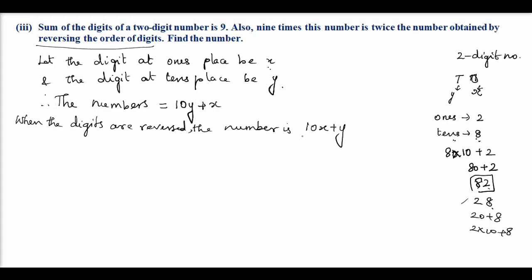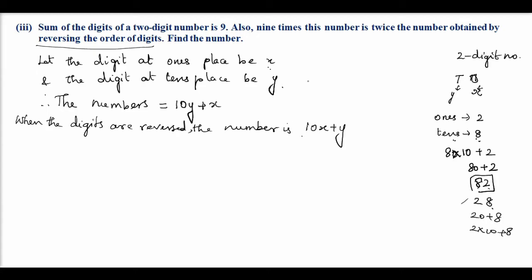So these are the things you should remember while doing problems on two-digit numbers, right? You take the ones place be x or y, that's your wish, and the tens place be the other variable, so that the number is 10y plus x and the reverse number will be 10x plus y. Alright? Okay, now we'll proceed with the given conditions.